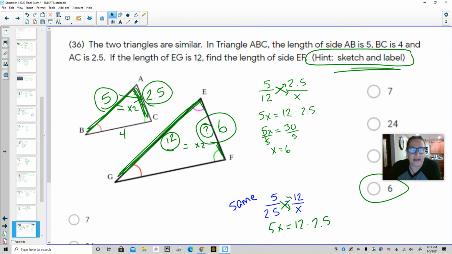You could have done it long side to short side, long side to short side. 5 is to 2.5, as 12 is to x. You figure it out, it's the exact same cross multiplication, you end up with 6 again.